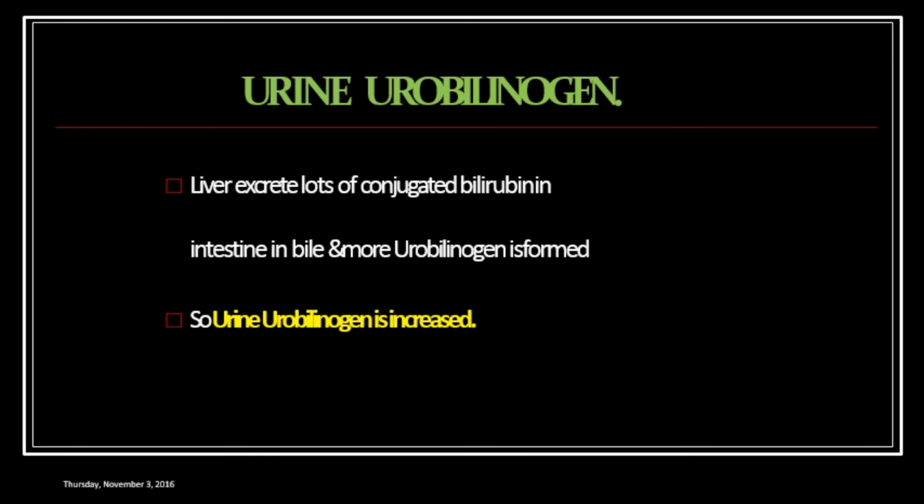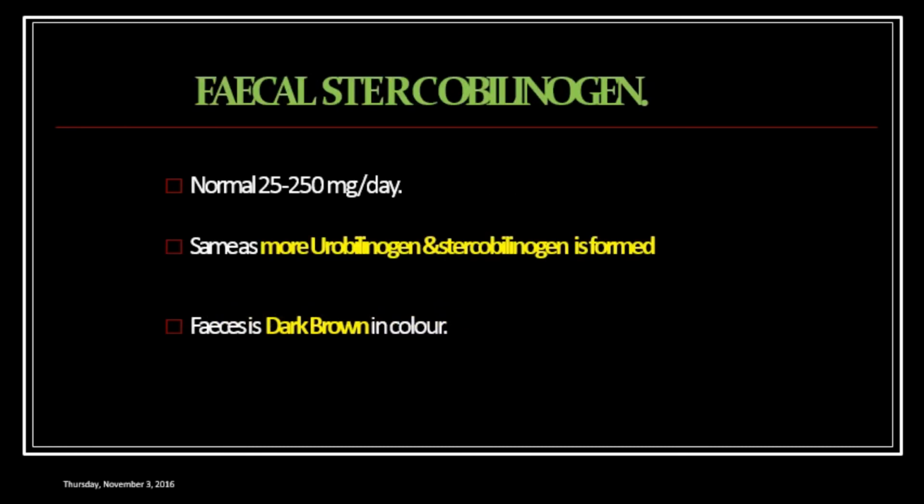Similarly, if you see fecal stercobilinogen, usually the normal range is 25 to 250 milligram per day. But now, as we are having more conjugated bilirubin the liver is producing, we'll have more stercobilinogen. So patients who will have this kind of jaundice, hemolytic jaundice, due to the stercobilinogen amount being increased, their feces will now become dark brown in color.